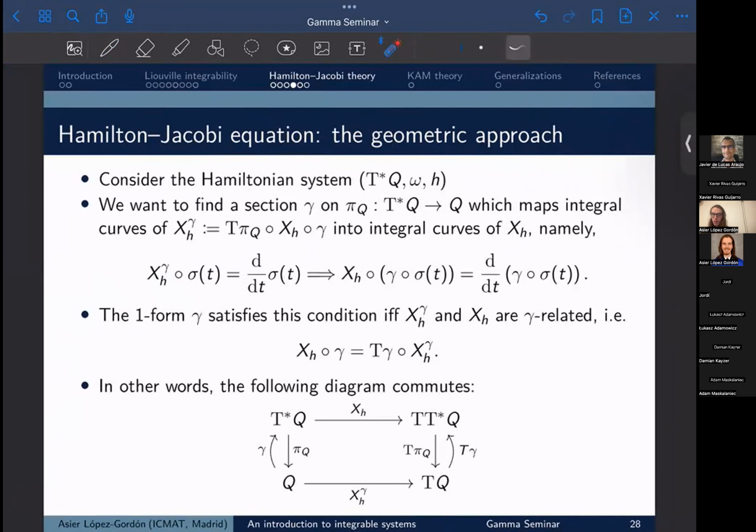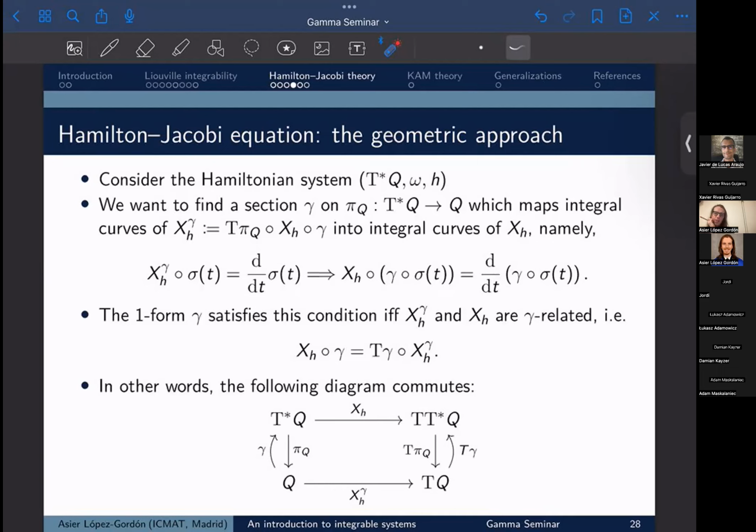Okay, I think I'm on time now, or so I don't know if you want me to continue. For me, it's okay, but the public can say what they want. I mean, maybe you can finish the Hamilton-Jacobi theory. Yeah, I think I can, sorry, finish this.